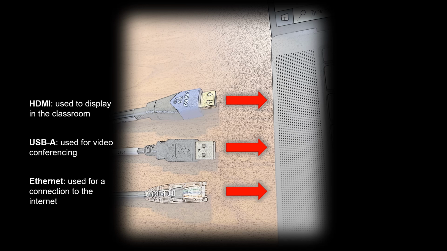When you arrive in the room, connect your laptop to the system using one of the provided cables. The HDMI cable to display, the Ethernet cable to ensure you have a solid internet connection if you have any online content, and the USB-A cable if you plan to use the keyboard and mouse on the lectern. The USB-A cable also gives you access to the camera and microphone for video conferencing on your personal device.